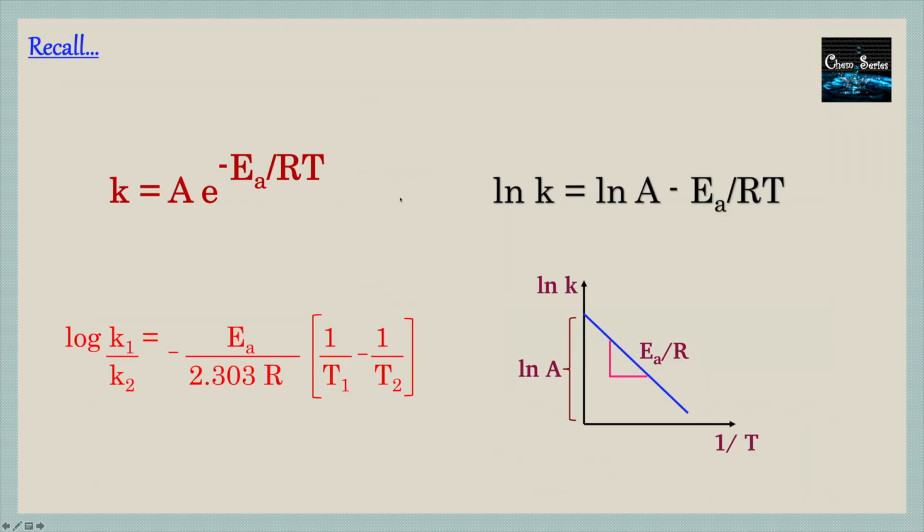Okay, so let's recall: this is the Arrhenius equation, and from that we have derived the logarithmic form of this equation. And then if two different conditions are given, this formula should be used, and this is the graph for the logarithmic form of the Arrhenius equation.